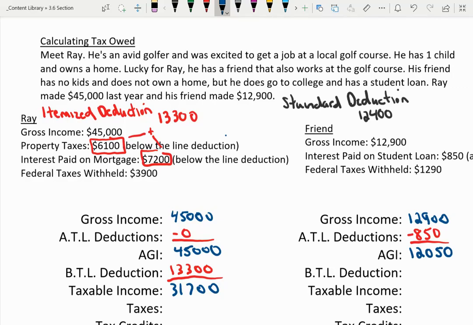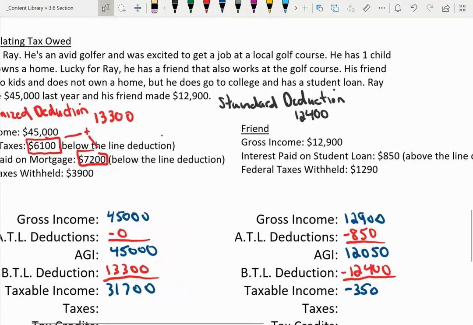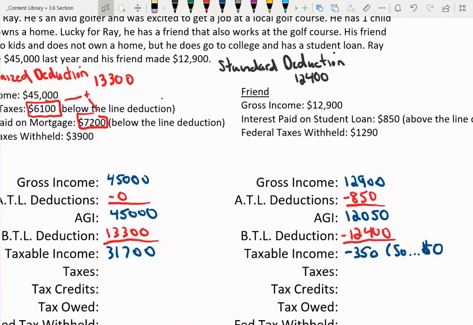And in Ray's friend's situation, he didn't have a house and he didn't have anything that he could itemize, so he's just going to go with the standard deduction that everybody gets, and that's going to be 12,400. That was for the year 2020. So if you do that subtraction, then the taxable income for Ray's friend is actually negative 350. So what that really means is that Ray's friend has $0 that he could be taxed on because the deduction brought him to a negative value.